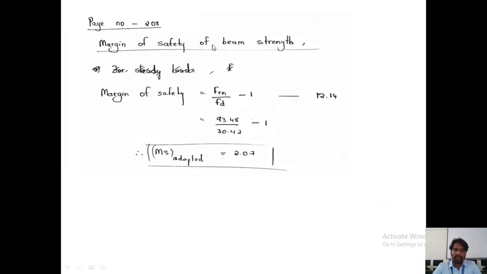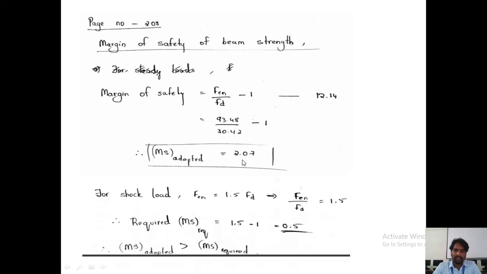For that we need to check the margin of safety. The margin of safety, from page number 208 for beam strength, is given by F endurance by Fd minus 1. F endurance we know, and the dynamic load Fd is 30.42, so MS obtained is 2.07. In the data handbook, for shock load, F endurance is equal to 1.5 times Fd, so F endurance by Fd is 1.5. So MS required is 1.5 minus 1, which is 0.5. MS required, based on the condition of F endurance by Fd for shock load, is 1.5.